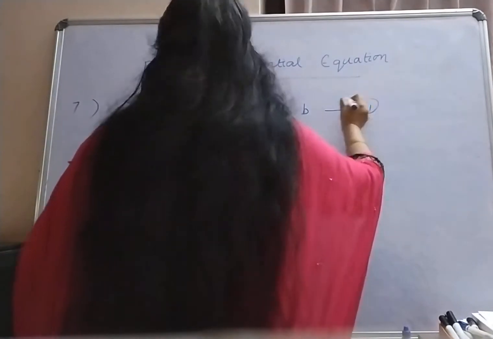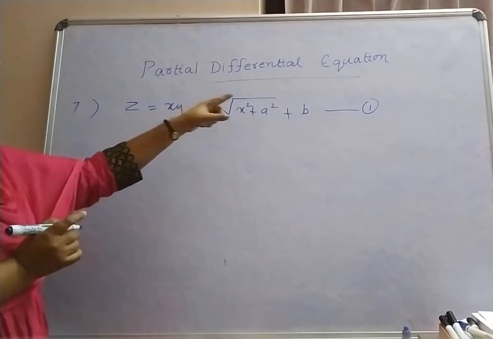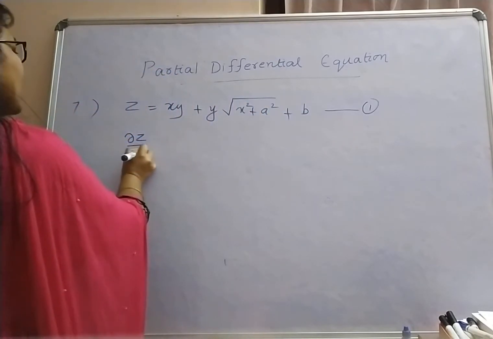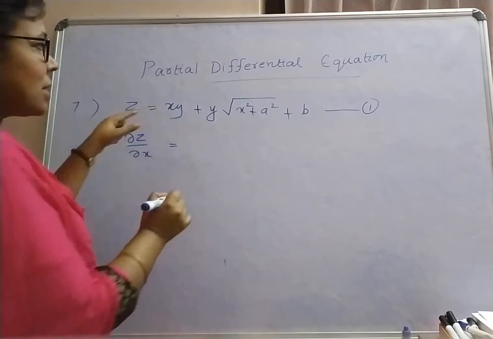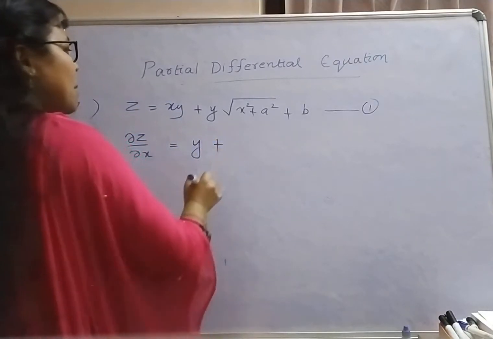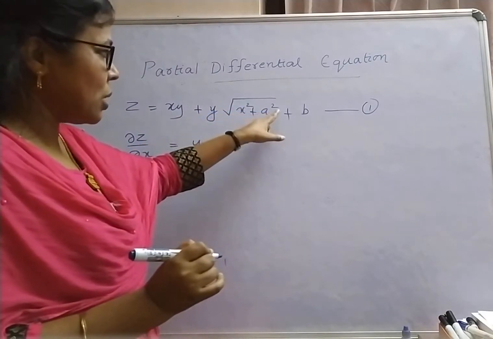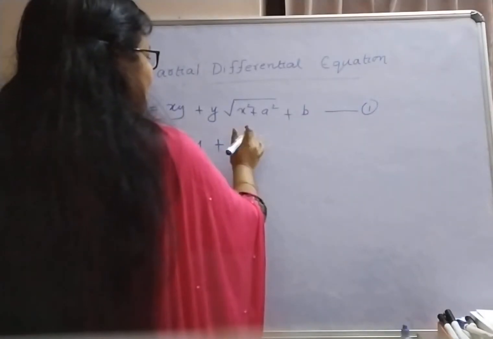First put it as equation number 1. Then partially differentiating equation number 1 with respect to x, that is dou z by dou x equal to partial derivative of xy with respect to x is y plus partial derivative of y root (x square plus a square), where y is a constant in the case of partial differentiation with respect to x.